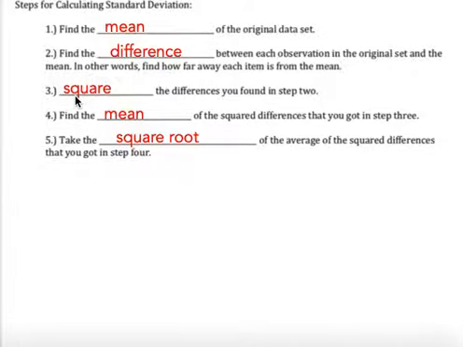Step 3, some of those when you subtract will be positive, some of them will be negative. To account for that in the equation, we're going to square each of those differences. So step 3, we're going to square each difference. Step 4, you're going to find the mean of those squared differences. So you're going to find the mean twice. And step 5, we're going to take the square root of those average squared differences from step 4.